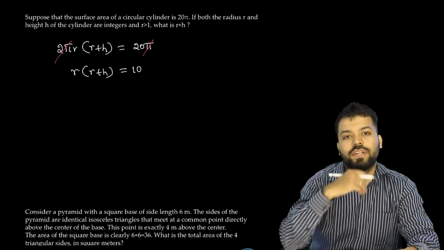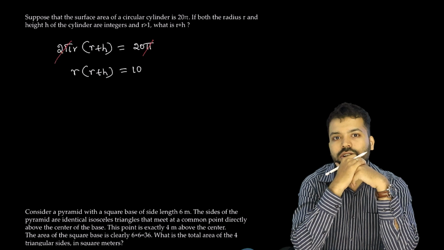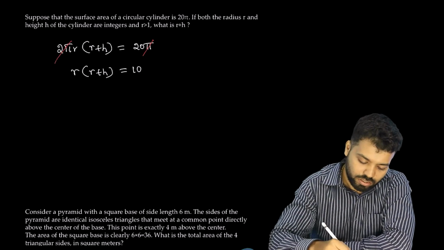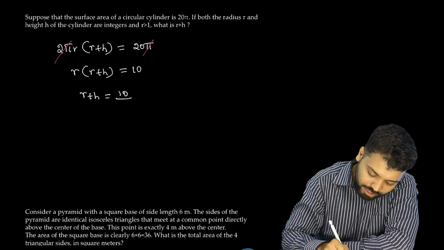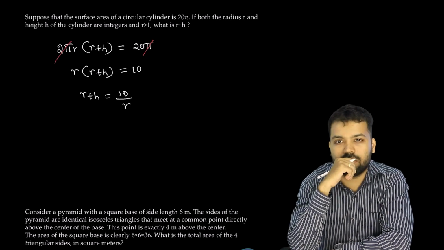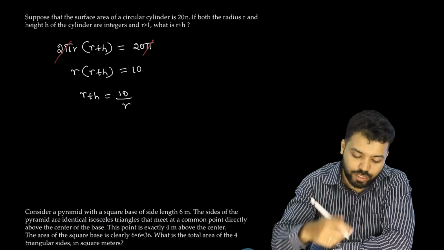Suppose this was a very big number. Can we keep on guessing, or is there any shortcut? We can write r plus h is equal to 10 by r. It is sufficient only if we try for the factors of 10. Yes, very good. That's what I wanted to hear.